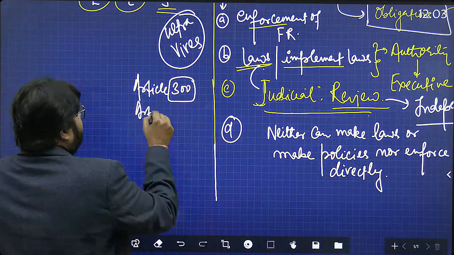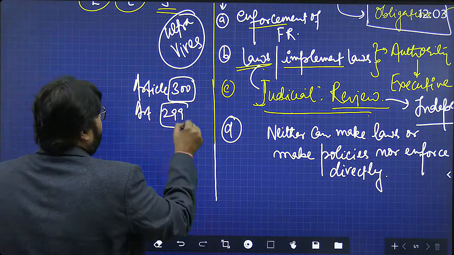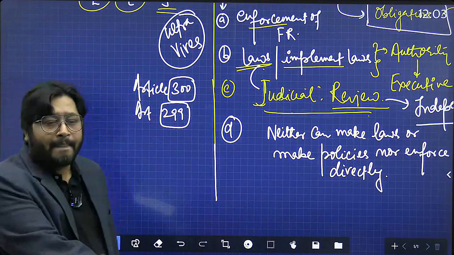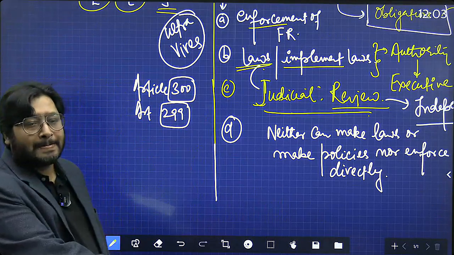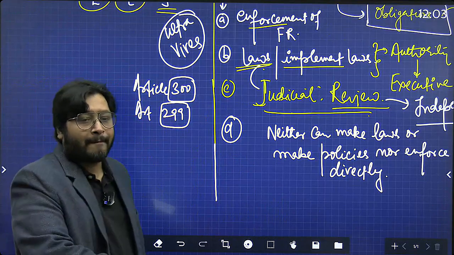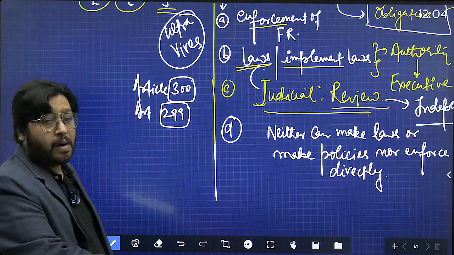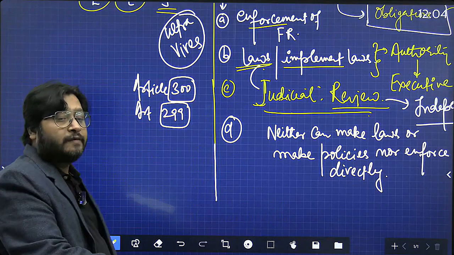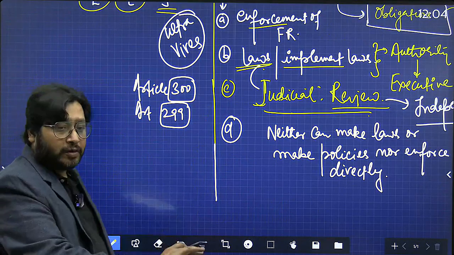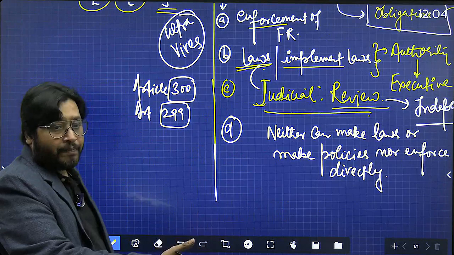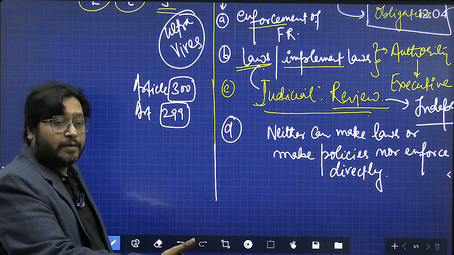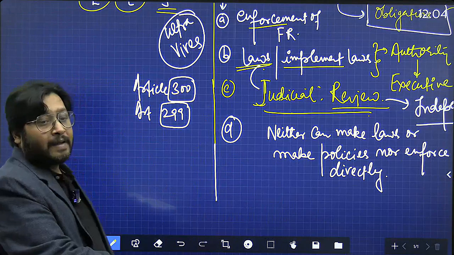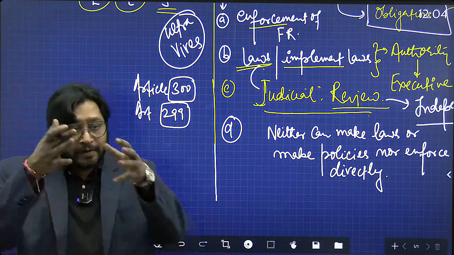Right, Article 299. What about the judiciary's administrative capacity? Will that come in the... Which administrative? It has administrative functions with respect to its internal system only. It has no administrative function with respect to citizens. Fine. It has to maintain its administrative system within itself.